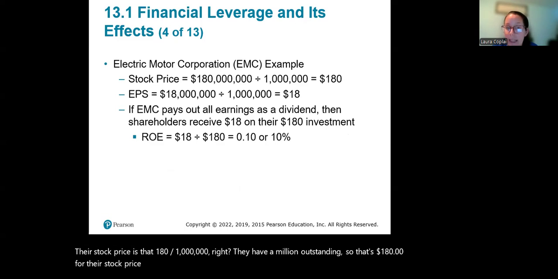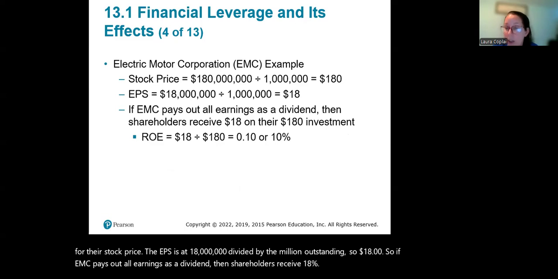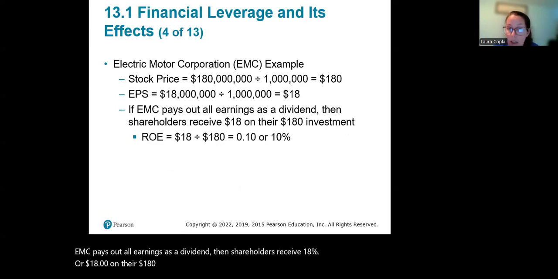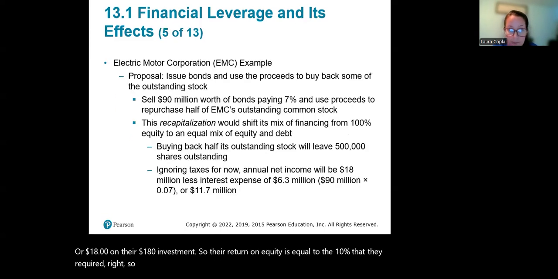The EPS is that 18 million divided by the million outstanding, so $18. So if EMC pays out all earnings as a dividend, then shareholders receive 10%, or $18 on their $180 investment. So their return on equity is equal to the 10% that they required, right? So everything balances out here.